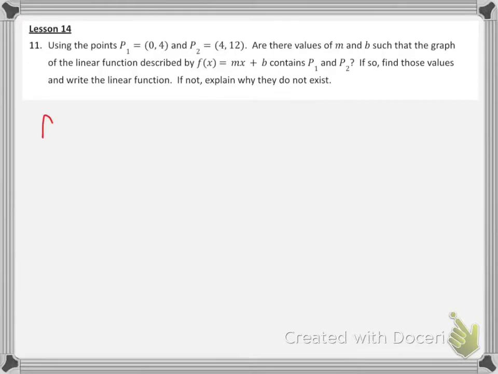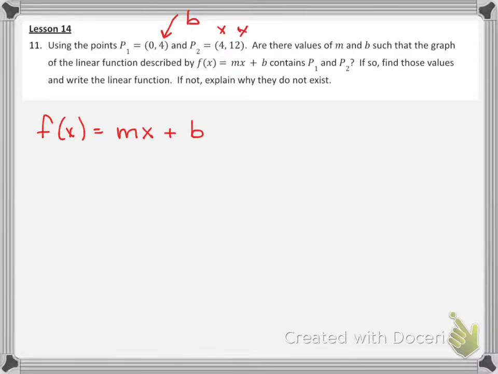let's start with f(x) is equal to the slope times x plus the y-intercept. And I can recognize here that the y-intercept is the y value when x is 0. So I know right away that that's my b value. I can plug that in right away. I can also plug in an x. That 4 is an x value. And the 12 is a y value.